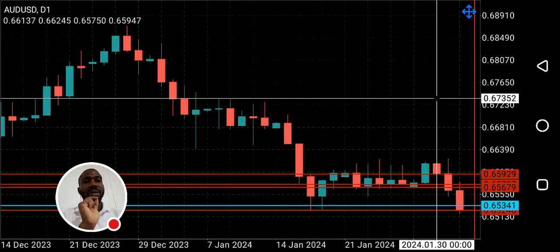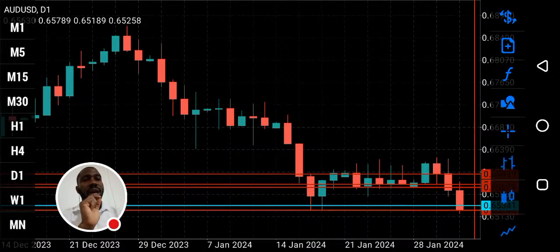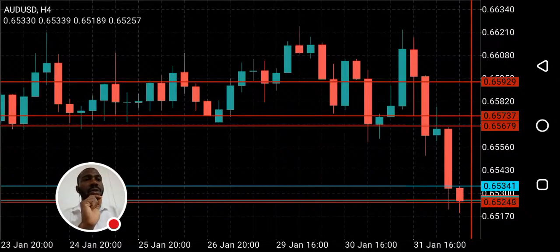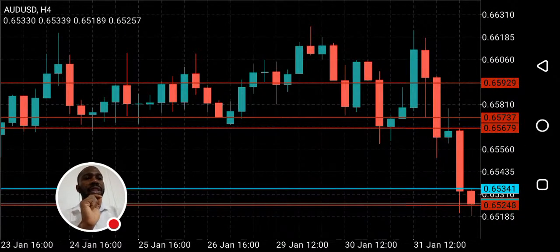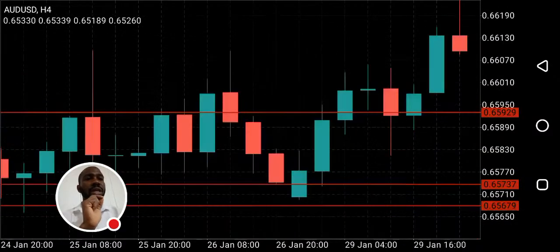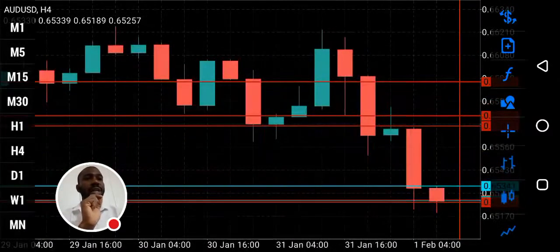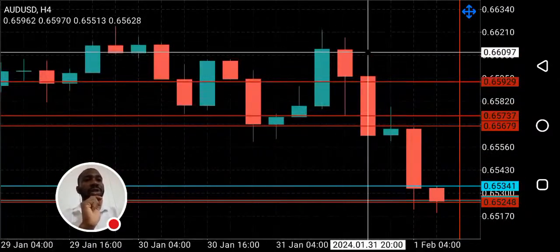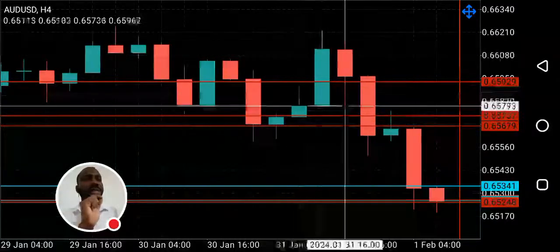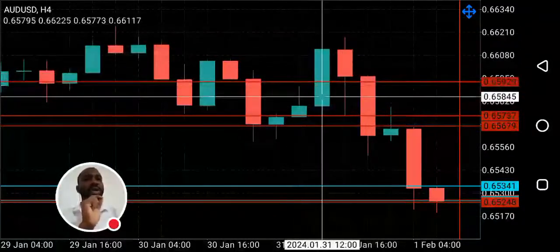It is still bearish, and this would have been the best price to sell. You can see what we had here. This would have been the best time to execute a sell on Australian dollar USD.